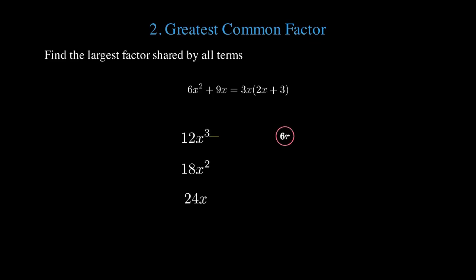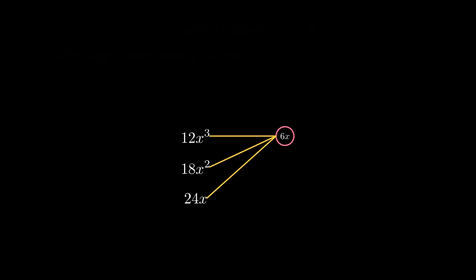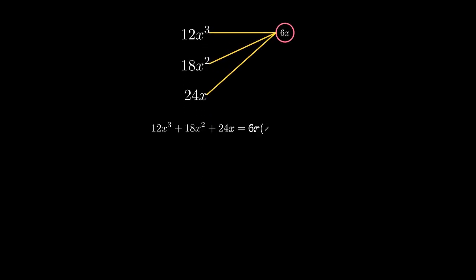Here we see three terms: 12x³, 18x², and 24x. They all share 6x as their greatest common factor. So we factor out 6x to get 6x times the quantity 2x² + 3x + 4.